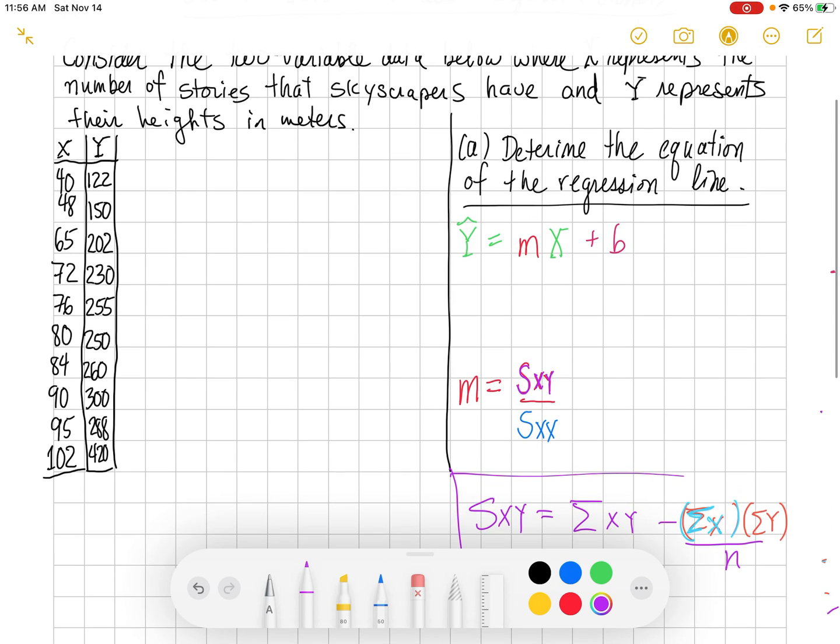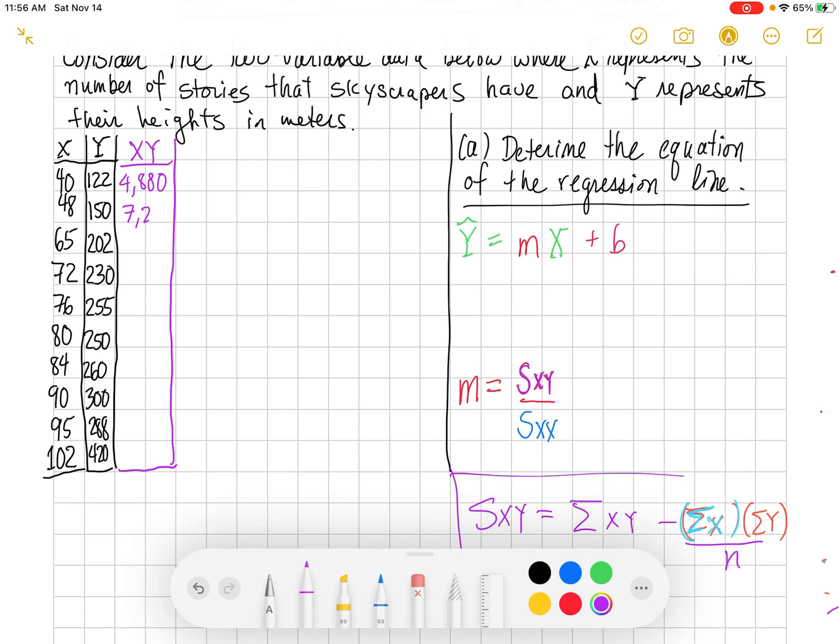Okay, so that means we're going to have to come up with a column called xy here. To find the xy column, we're going to multiply the x and the y values together. So first of all, 4 times 122 is our first task. 4 times 122 is 4,880.